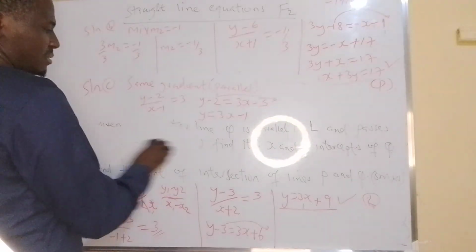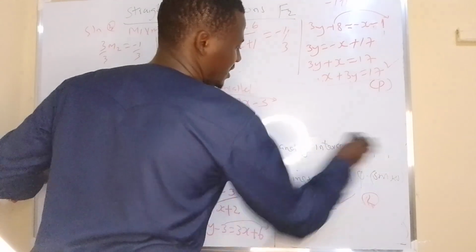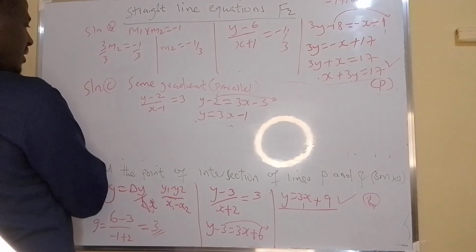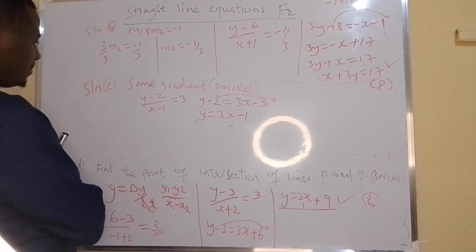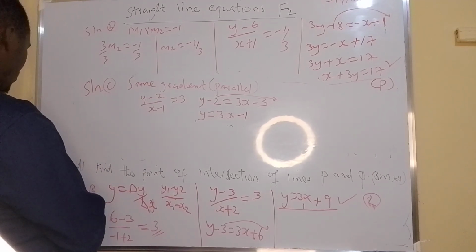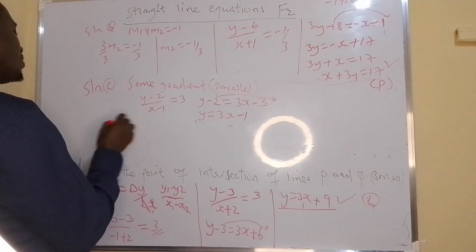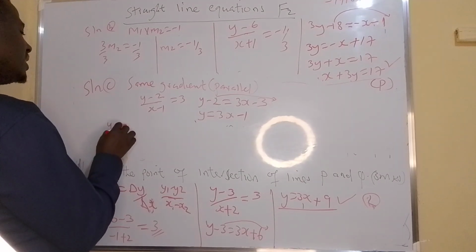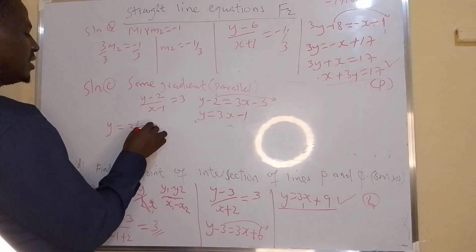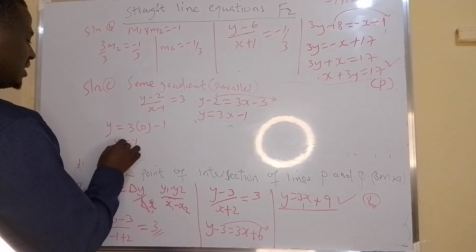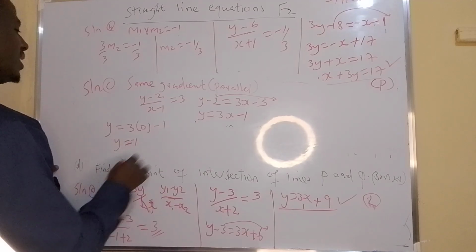Find the x and y intercepts of the line Q. How do you get intercepts? The y-intercept is given when x is 0. So y will be equal to 3 times 0 minus 1. So y is negative 1. The y-intercept is negative 1.